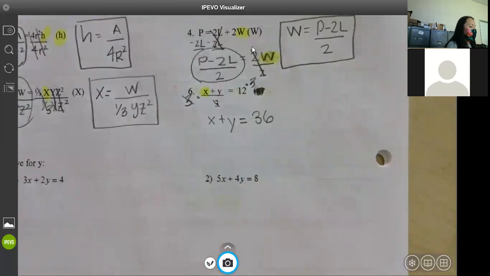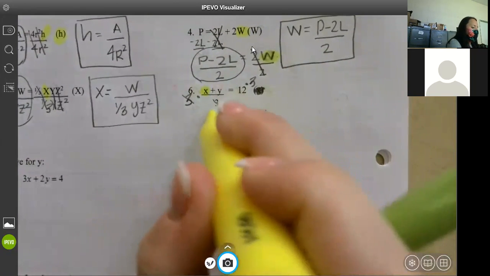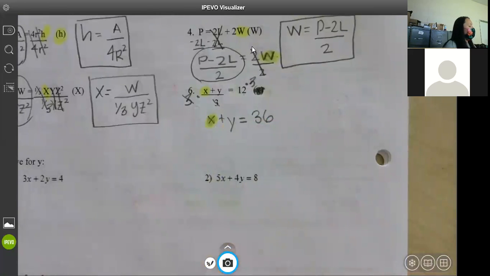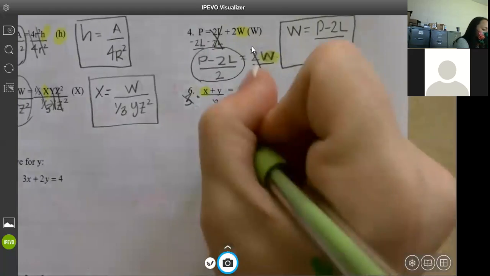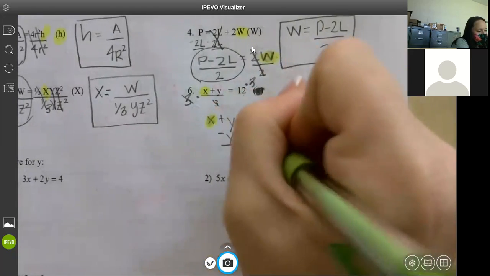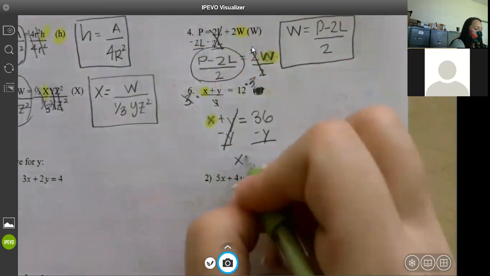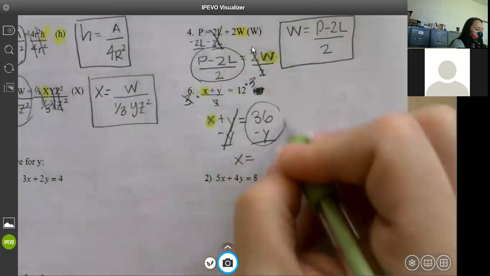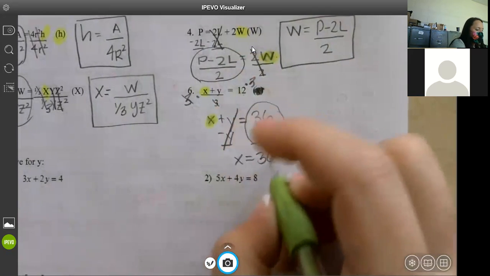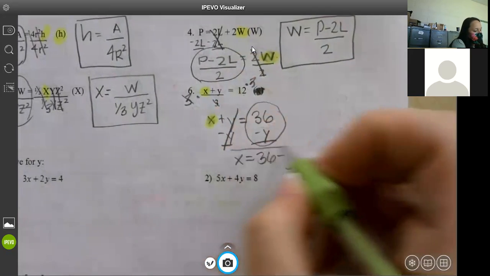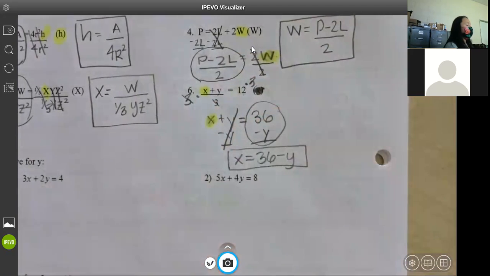Perfect. I'm still trying to solve for x. What do I need to get rid of? How do I get rid of plus y? Perfect. What I do to one side, I have to do to the other. And then I just rewrite it. I got x by itself, and then what do I see over here? 36, and we subtracted y. That's it. Watch your signs on these.